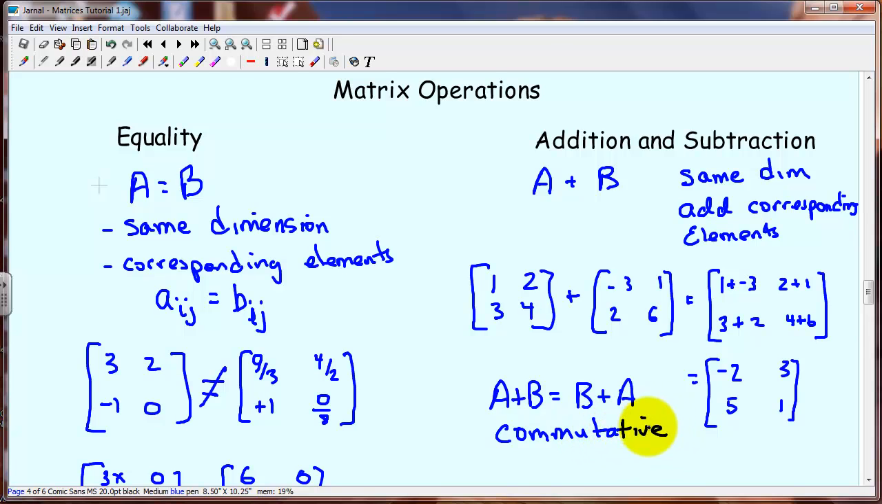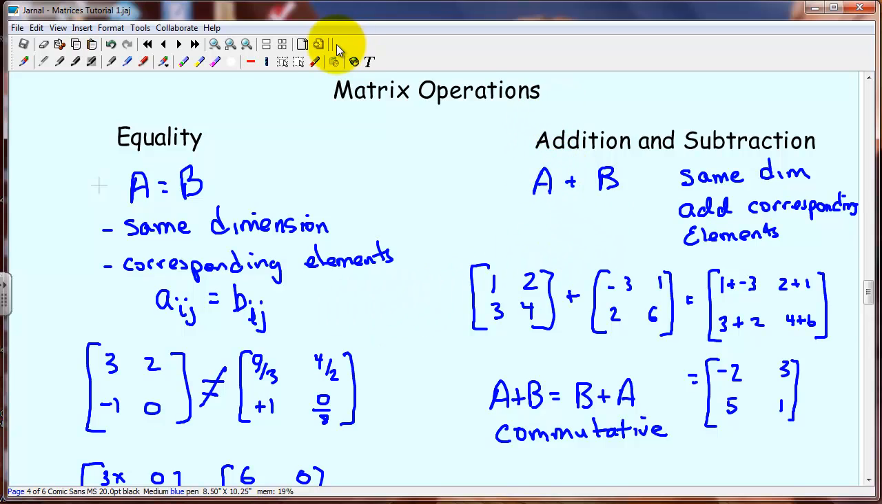Understanding which operations are commutative makes it easier when we're solving equations, because it doesn't matter which order we solve. Operations which are not commutative are more challenging, because when we're solving equations we have to make sure that we maintain the order of the terms in an operation. We'll be talking about that later when we do some more complex matrix operations. So that's equality and addition and subtraction.